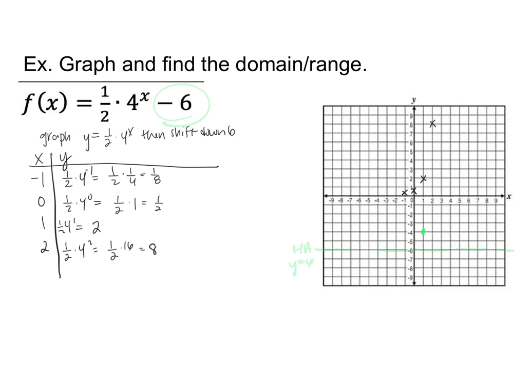And 8 minus 6 is 2. And we can just bring down 6. 1, 2, 3, 4, 5, 6. And then there's that final graph.